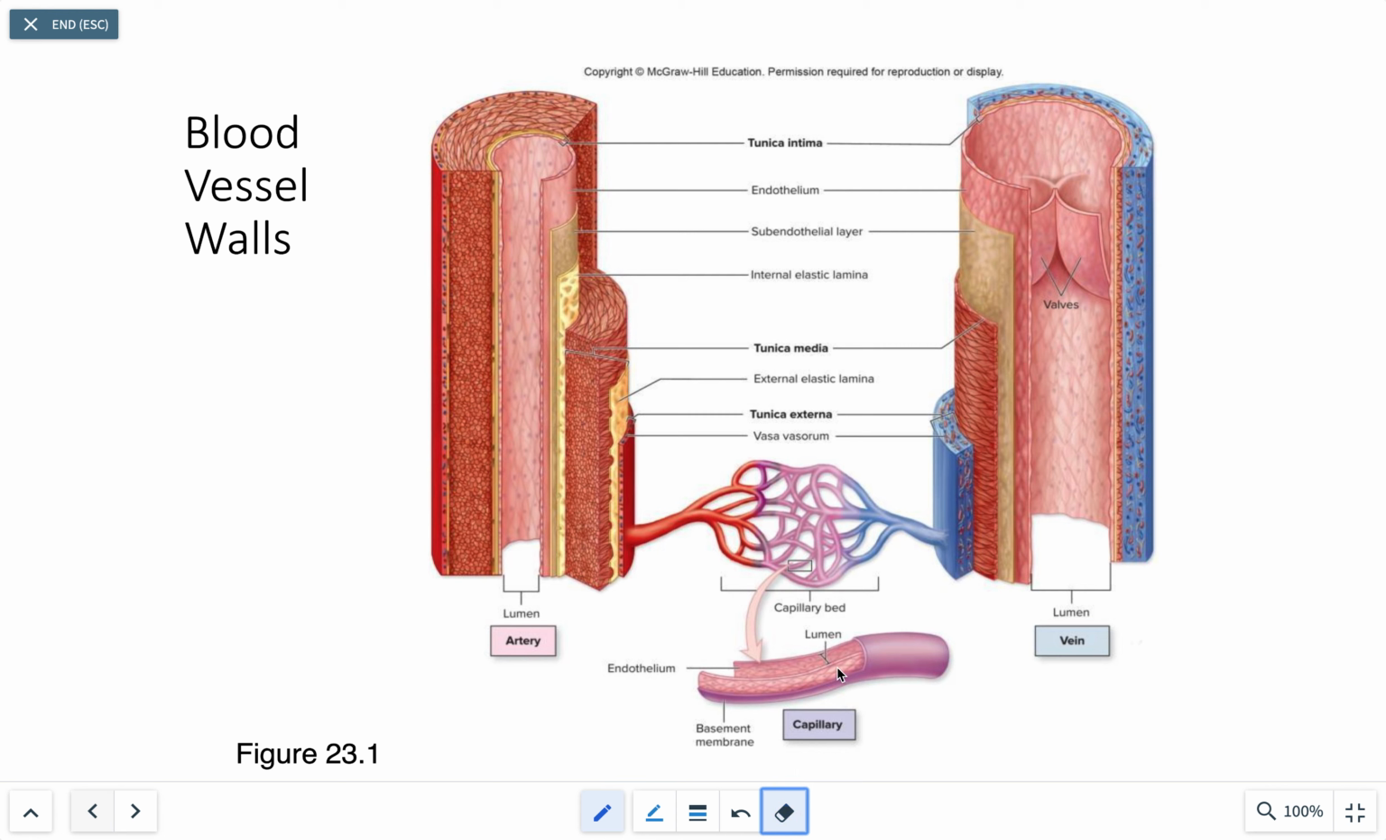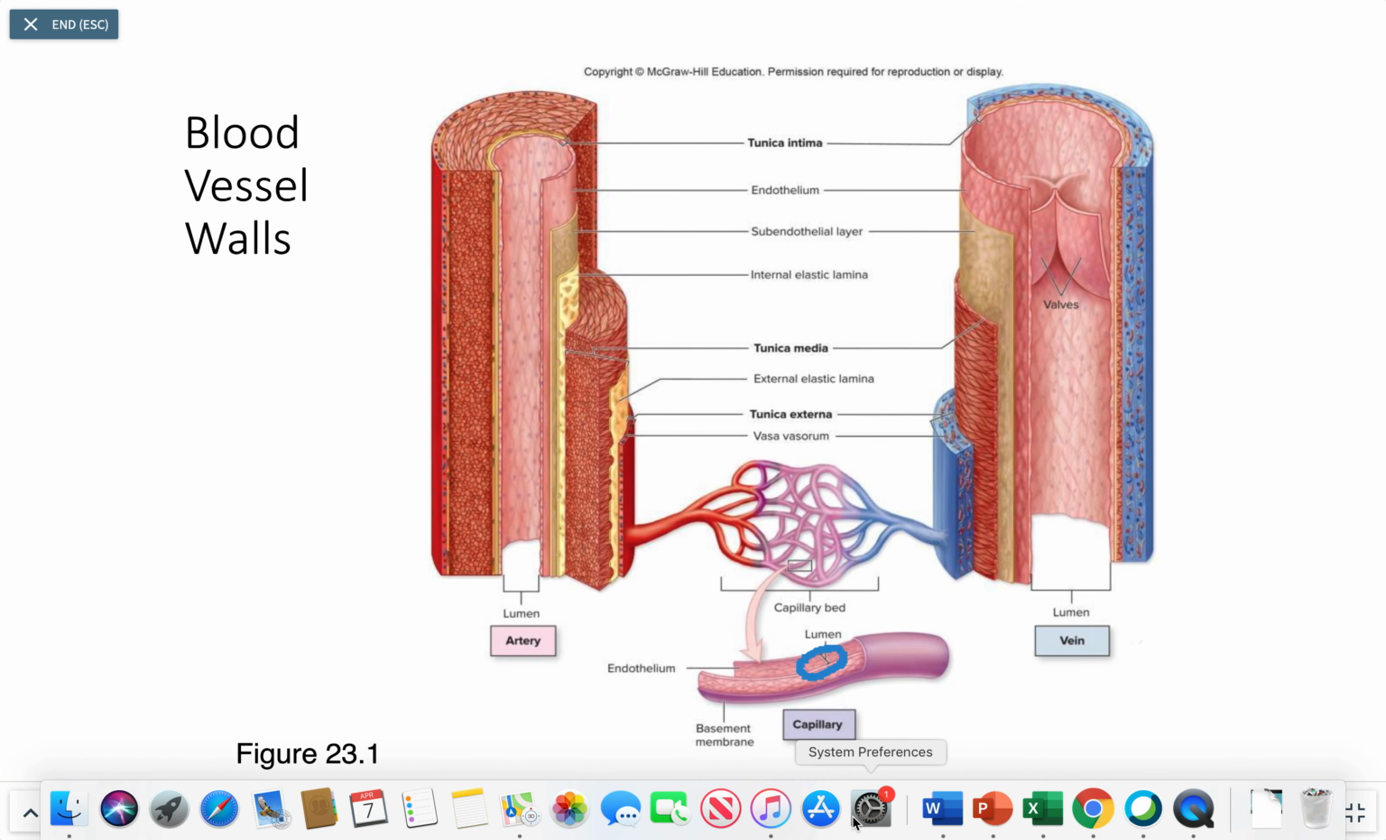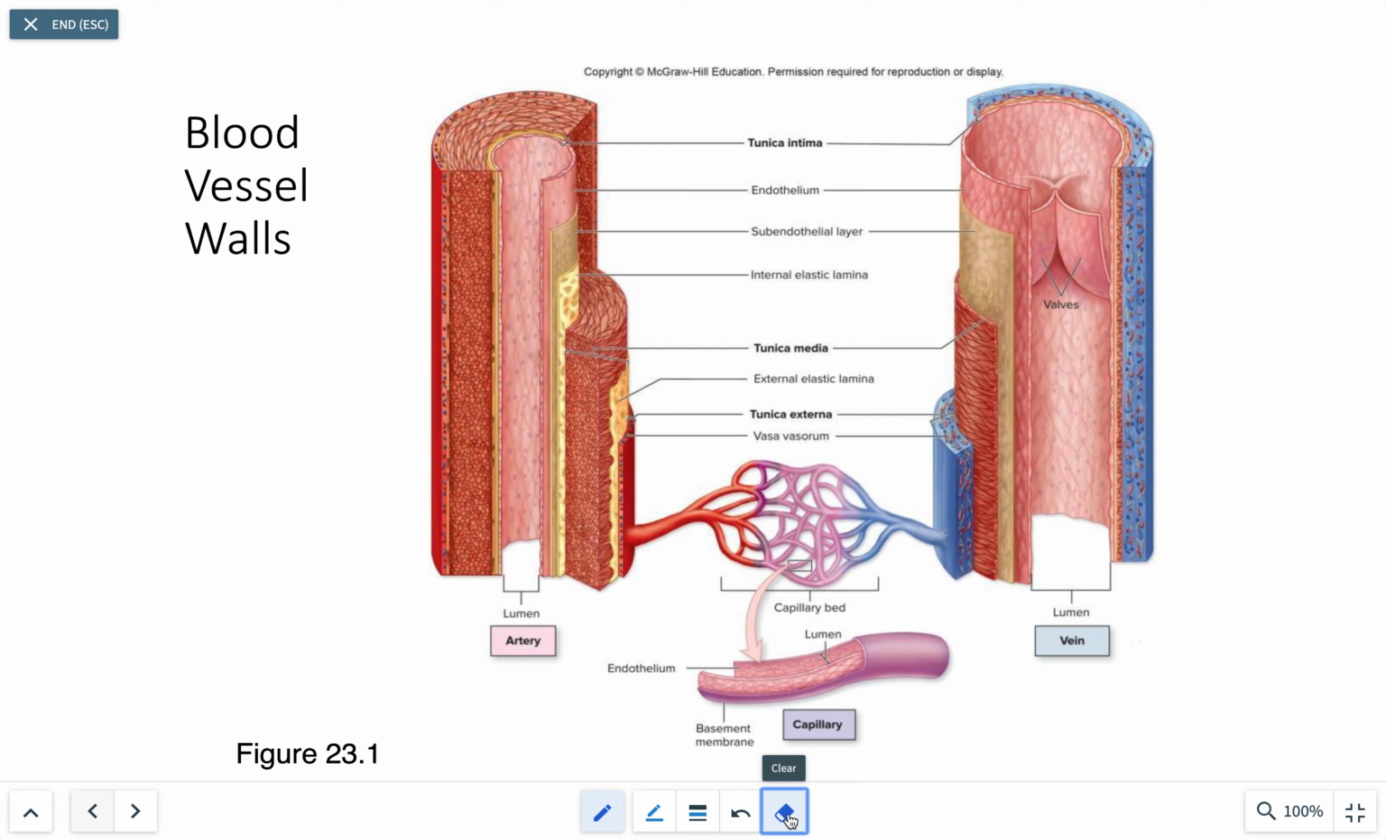And the last part, when we look at the capillary beds, we're going to notice that it's primarily composed of the tunica intima, which forms the lumen. And it also has a basement membrane, which we'll talk about as far as how things can diffuse or pass through the different types of capillaries.